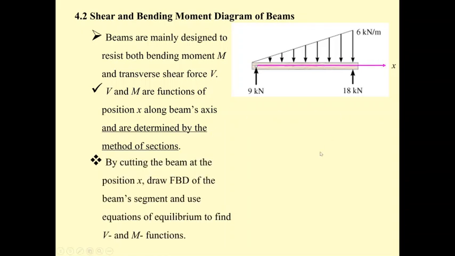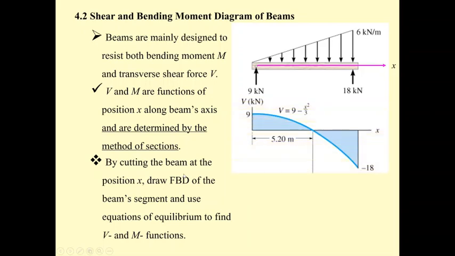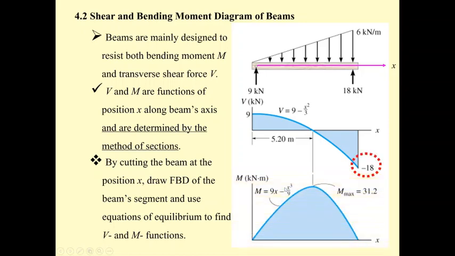Okay, and then by cutting the beam, then draw the free body diagram, the shear force and the bending moment can be determined by the equation of equilibrium. For this one is the triangular uniformly distributed load, and it has the shear force like this, and also it produces the bending moment diagram like this. The shear diagram we use to determine the Vmax. The bending moment diagram is used to determine the maximum bending moment, and we will be talking about this later.